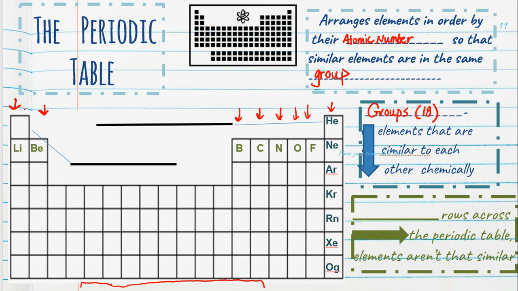So if you counted across, this would be group 1. They're actually called the alkali metals. This is group 2. And if you keep going, you would end up with group 18 over here. Okay. So this is group 1 right here. We have the element hydrogen. Hydrogen's atomic number is 1. So it's got 1 proton. It's the first element on the periodic table. Helium's atomic number is 2. Lithium's is 3. Beryllium's is 4. And they go in order like that.